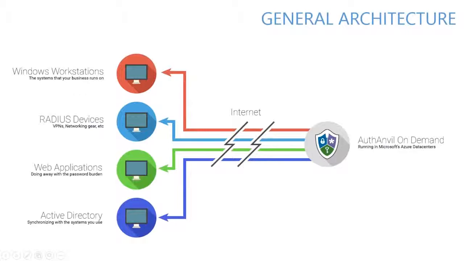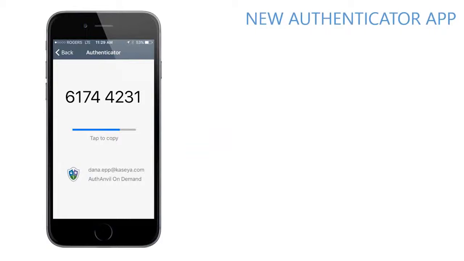The general architecture is fairly straightforward. There are only so many ways you can show an on-demand delivery model, but this gives you a very high-level view of what it looks like. What we're particularly proud of is the work that we've done around the whole token experience. Many of you have used our existing AuthAnvil apps in the past, the one-time password application.